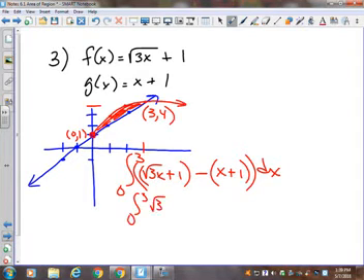So I got the square root of 3x minus x. Well, the ones cancel out. That's good. One less thing to deal with.